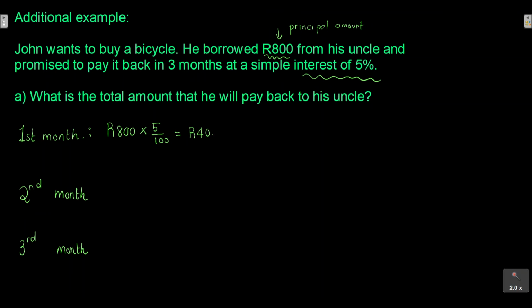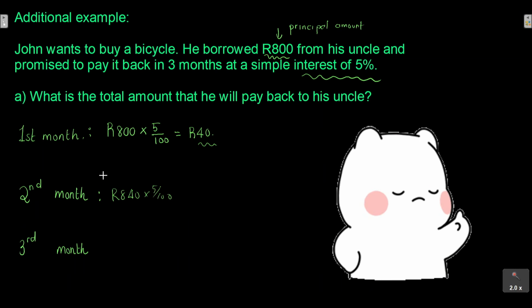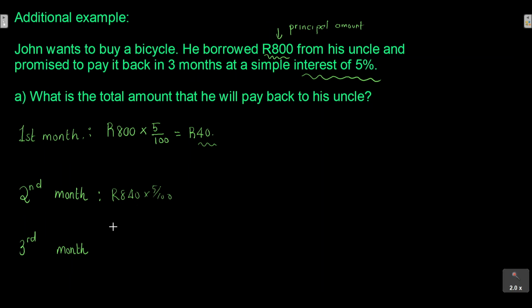Okay, so the interest that John will pay for the first month is 40 Rand. Okay, let's go on to the second month. What do we use to calculate the interest that will be charged in the second month? We're not going to take 800 plus 40 and take 840 multiplied by 5%, no. When we do this, we are basically calculating the interest on the accumulated amount.